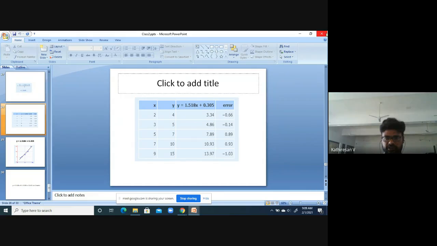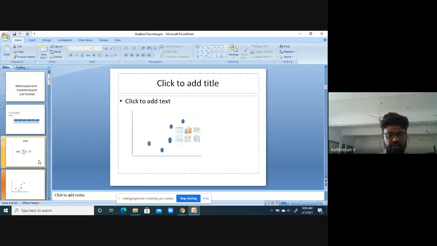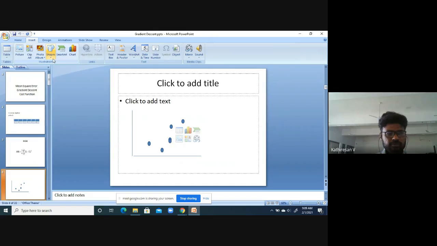Yi minus y hat, whole square: that is the mean square error. Our intention, as we already discussed, is to find a straight line which is very close to all the data points. Now we are doing it manually; we can see the data points, and we are drawing a straight line here, or here, or somewhere here.